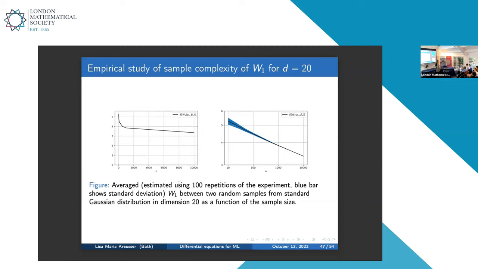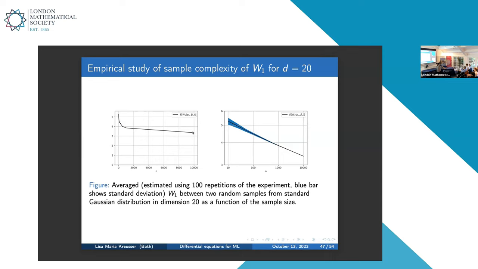So if you consider the Wasserstein 1 distance between samples from the same distribution, one would hope that it's something close to zero. But what you can see on the left-hand side is that if you consider 10,000 samples, which is still already a reasonable number of samples, the expected Wasserstein 1 distance between those is still above 3.